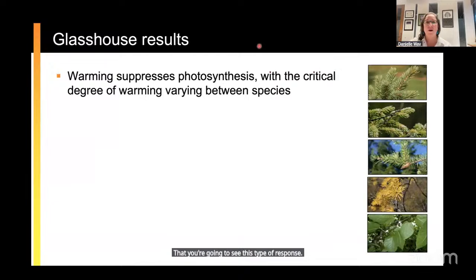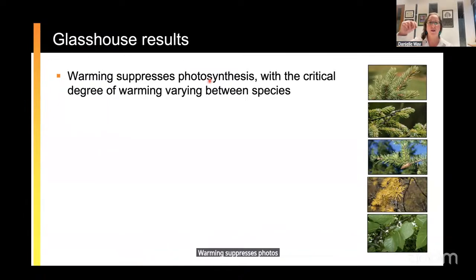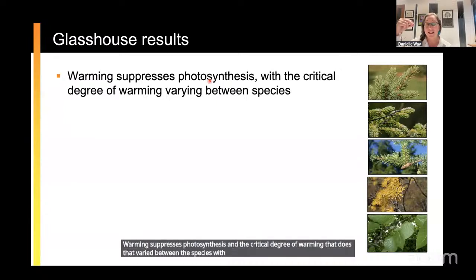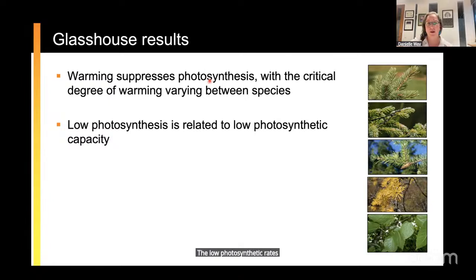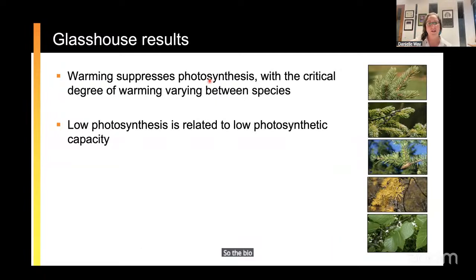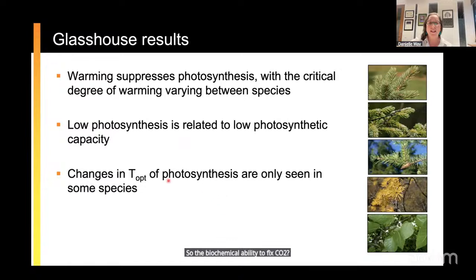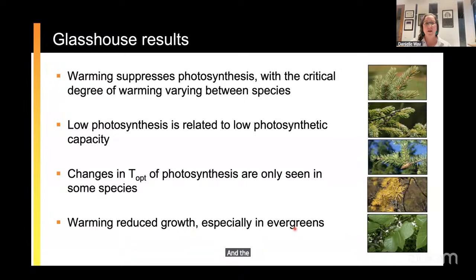So just wrapping up what I've told you for this first part of the study, warming suppresses photosynthesis, and the critical degree of warming that does that varied between the species, with the deciduous species being less vulnerable to it. The low photosynthetic rates we measure are really correlated with a reduction in photosynthetic capacity, so the biochemical ability to fix CO2. We're only seeing shifts in the thermal optimum of photosynthesis in some of these species, and the warming reduced growth, especially in the evergreens.